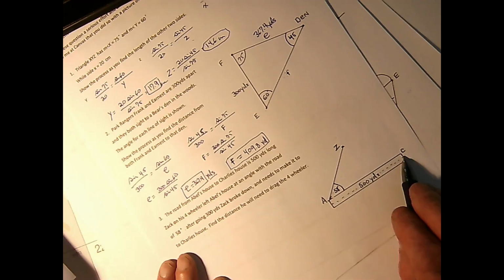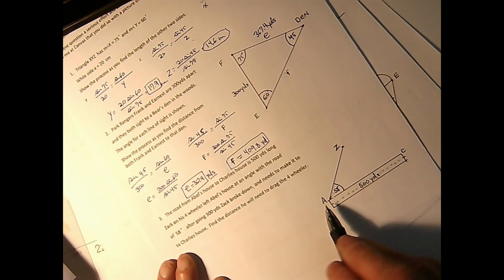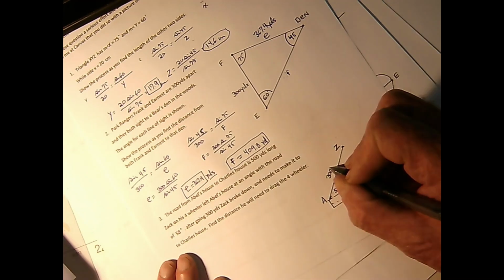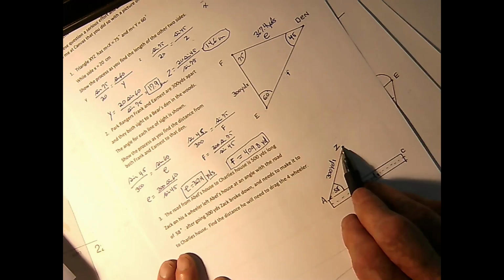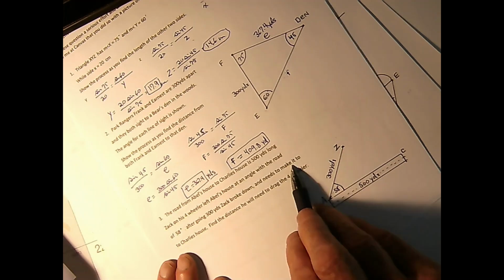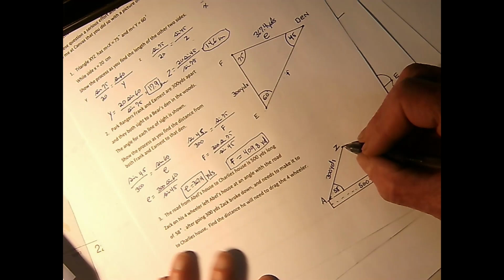After going 300 yards, and I guess this must have been those 300 yards right there, Zach breaks down on that four-wheeler. There he is out in the muck. And he needs to make it to Charlie's house. I guess I'll have to find me a ruler. I'll figure this distance. That's the distance to Charlie's house, and we'd like to find that distance. I could call it little a. We could call it ZC, and I wouldn't be offended either way.